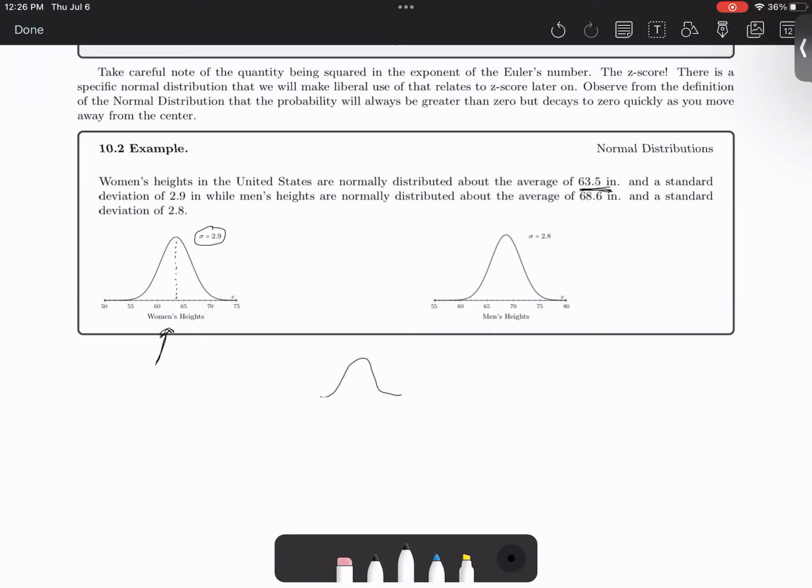The higher the standard deviation, for instance, a standard deviation of 5 is going to look like that. A standard deviation of 1 is going to be less spread out, right? The higher the standard deviation, the more spread out the data.